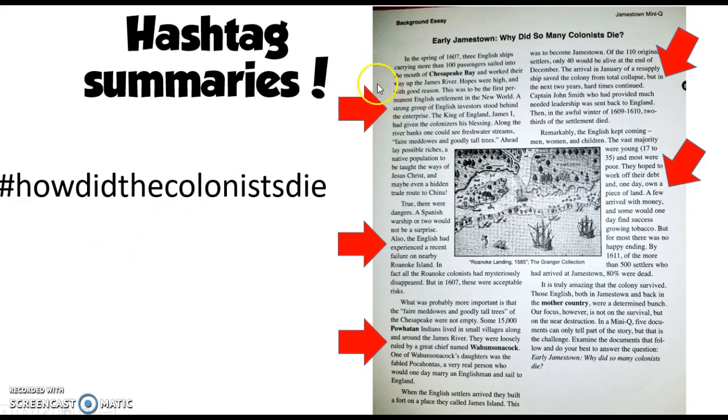Now, we also wrote hashtag summaries. A hashtag needs to have at least 3 words that give you a fact about something in that paragraph. So you should have a total of 6 because there are 6 reading paragraphs. Just write those hashtags on the side, in the margin of the reading selection.